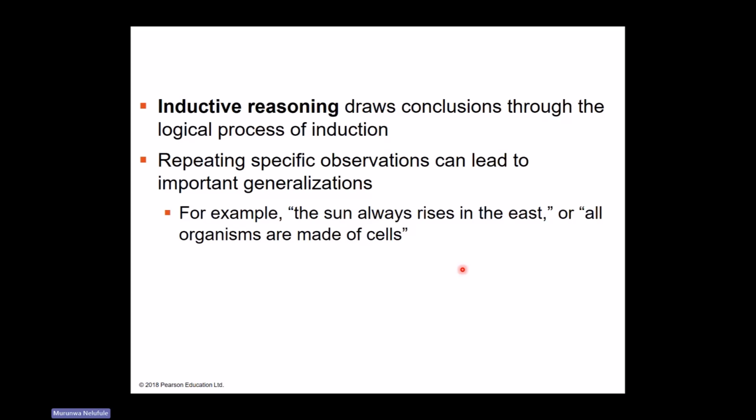For example, the sun rises in the east, or all organisms are made of cells. So these are part of specific repeating observations that can lead to important generalizations. So it's also part of inductive reasoning. So I keep saying this, that in order for yourself to study very well and to make your job much easier when you're preparing for such topics, when you're studying inductive reasoning, you're not going to be leaving deductive reasoning aside.